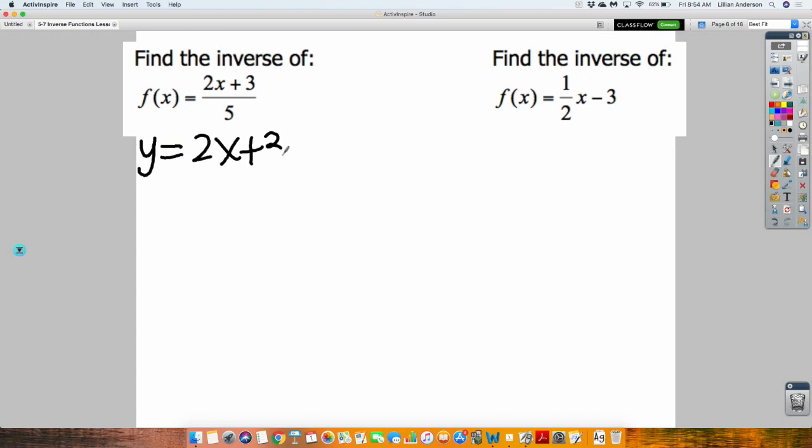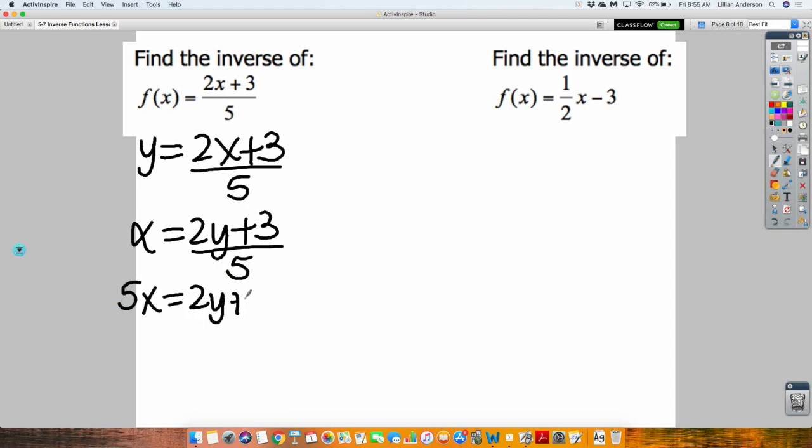Replace f of x with y. And then switch y and x. That's the most crucial step. You gotta switch them. After that, you solve for y. So algebraically, how do you get y by itself?